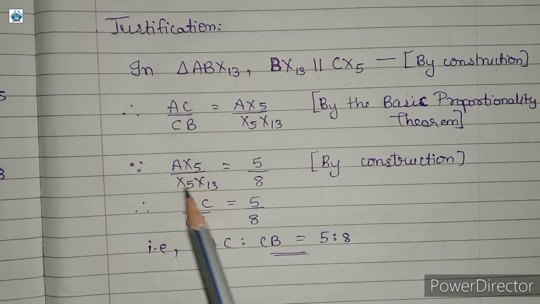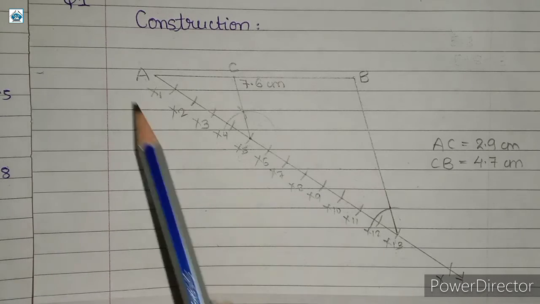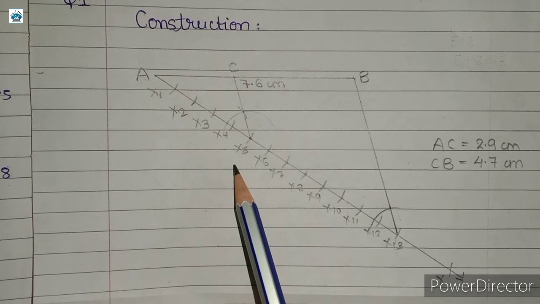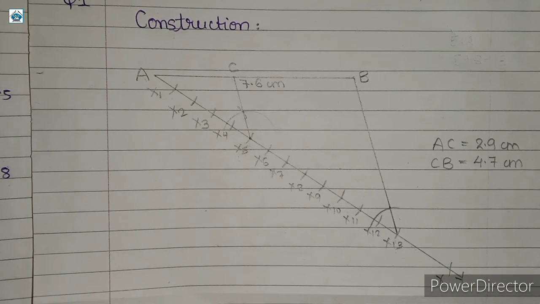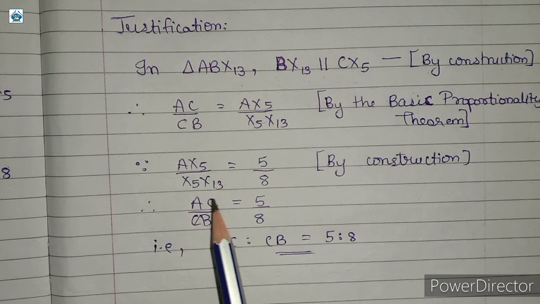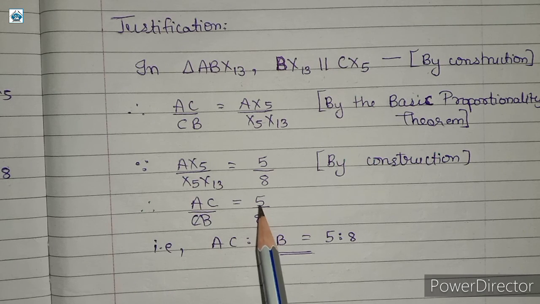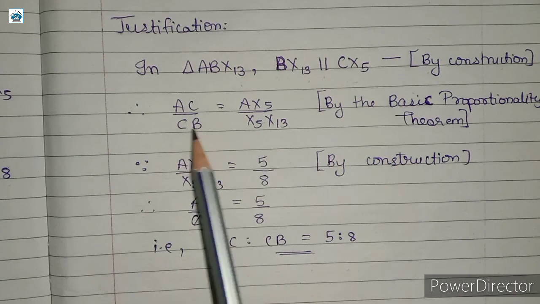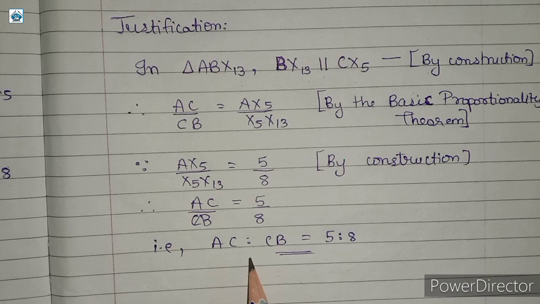Since AX5 upon X5X13 is equal to 5 upon 8. This is by construction, because here AX5 consists of 5 equal parts, and from X5 till X13 we have 8 equal parts. Therefore we can say that AX5 upon X5X13 is equal to 5 upon 8. Therefore AC upon CB is equal to 5 upon 8, because these two are equal. That is, we can say AC is to CB is equal to 5 is to 8. So we have justified our construction here.